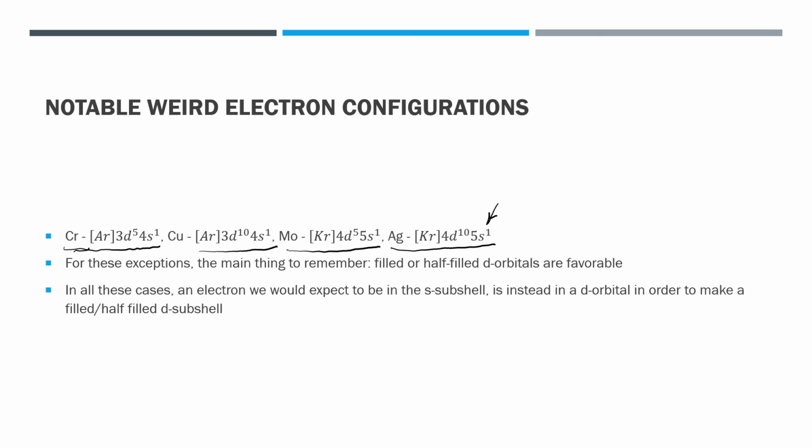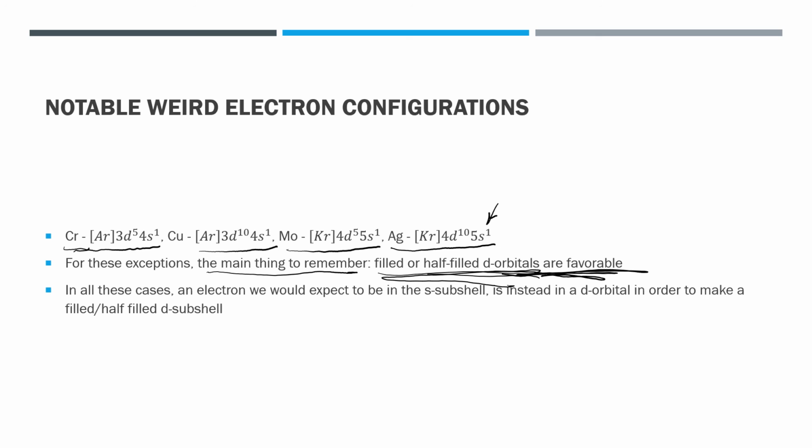And we can see that for these exceptions, the main thing to remember is that filled or half-filled d orbitals are favorable. This is similar to what we talked about with the p orbitals with nitrogen, where it's stable to be half-filled. The same thing happens with d orbitals. So the filled or half-filled d orbitals are favorable.